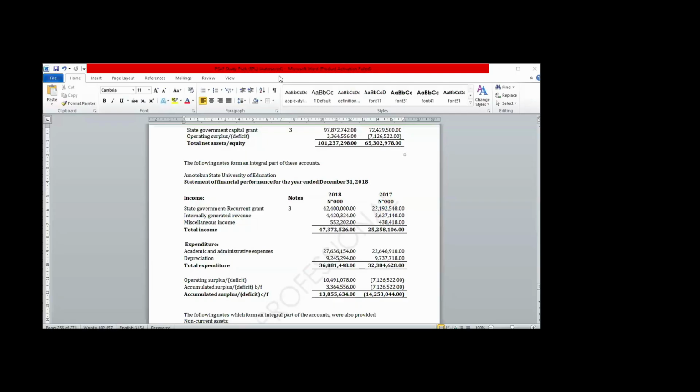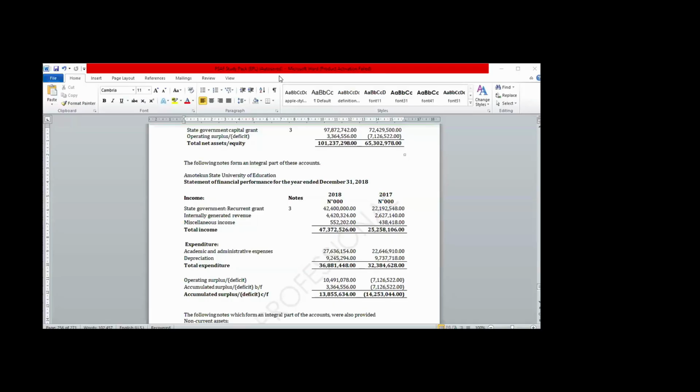Now, here we have what we call cash flow from operating activities. The first thing to consider is what? Surplus. How much is the surplus? 10 million, 491,078.